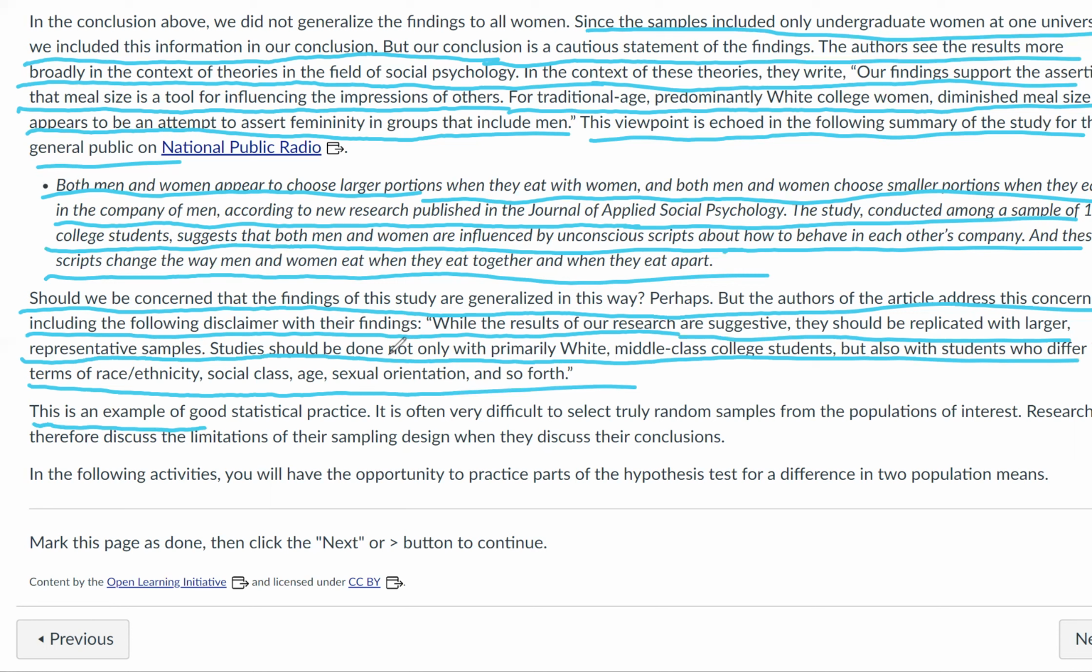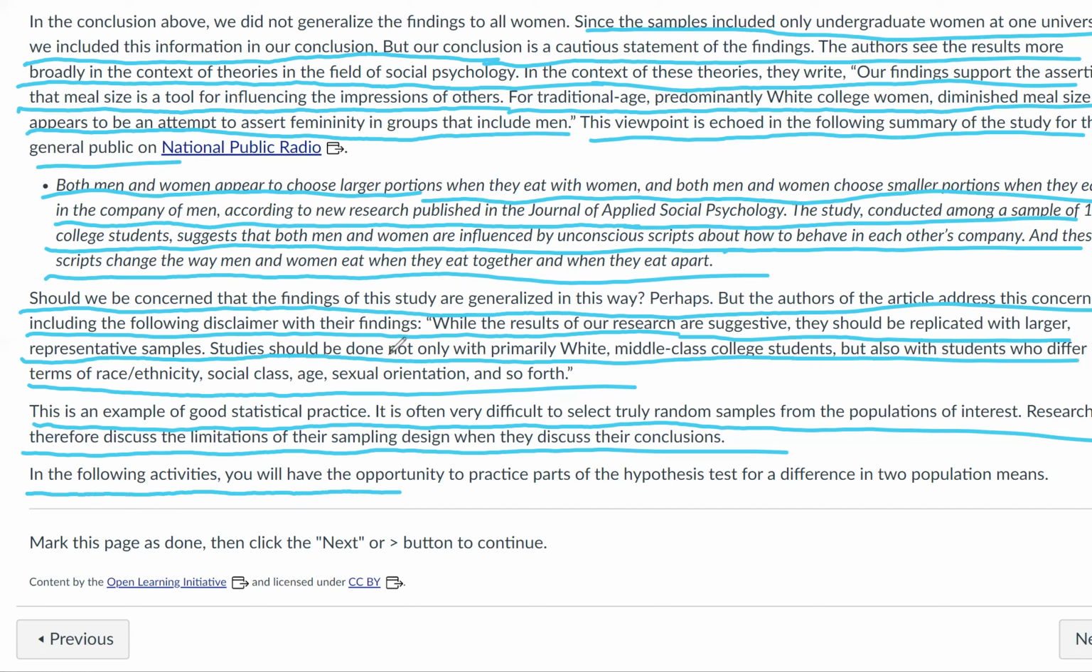This is an example of good statistical practice. It's often very difficult to select truly random samples from the populations of interest, so researchers discuss the limitations of their sampling design when they discuss their conclusions. In the activities that follow, you will have the opportunity to practice parts of this hypothesis test for a difference in two population means.